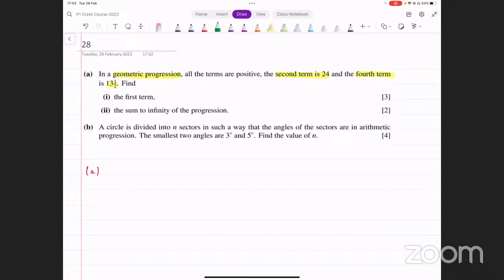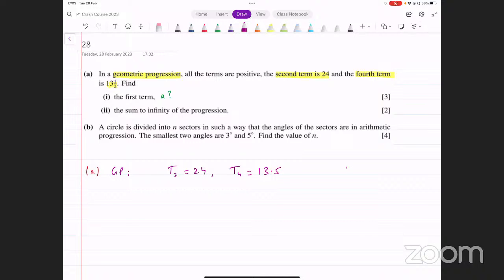First term is often denoted by the letter A. That is what we're looking for here. Now let me write down that information. We have a GP. In this GP, we know that the second term, T2, is equal to 24, and the fourth term, T4, is 13 whole 1 over 2. We can say that's 13.5. So we have two specific terms given.